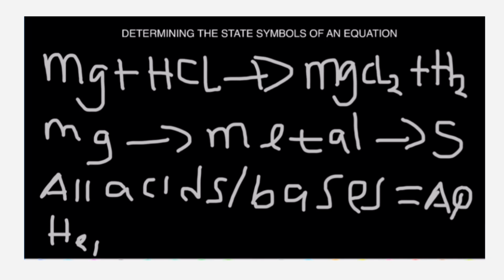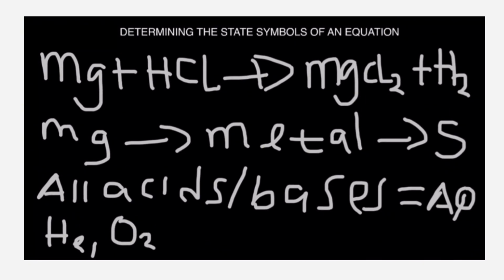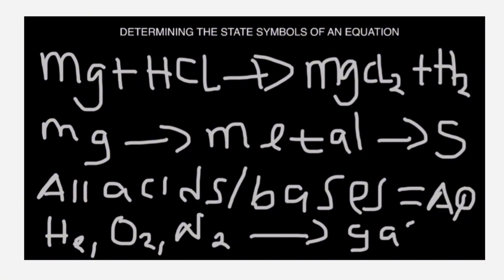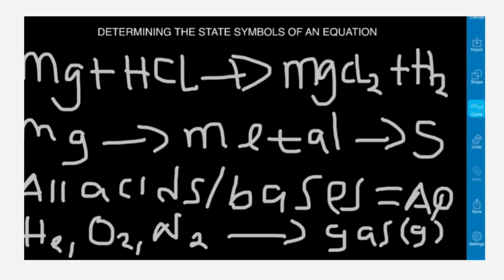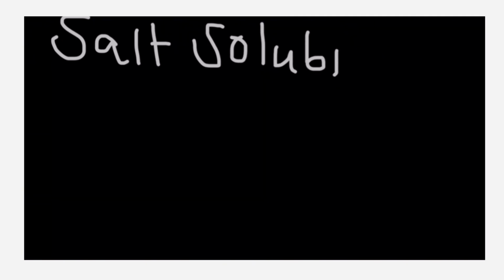Now, anything that exists with a 2, H2, O2, N2, we regard them as gases, because whenever something exists as diatomic, it means it is a gas. All soluble salts will always exist in what? In aqua state, and then all insoluble salts will always exist in what? They'll always exist in solid state.